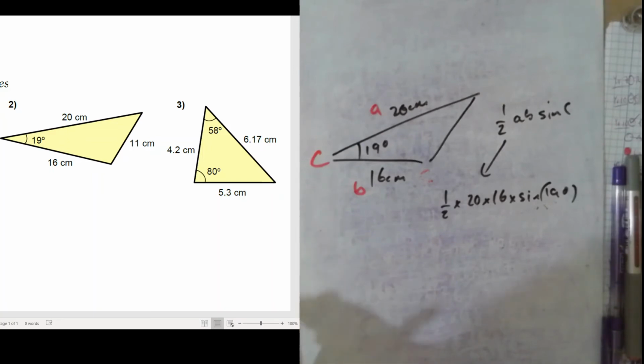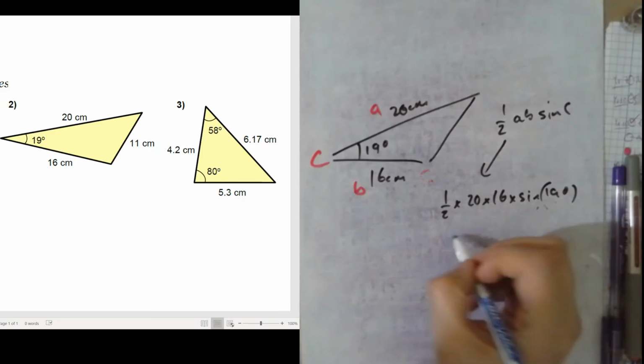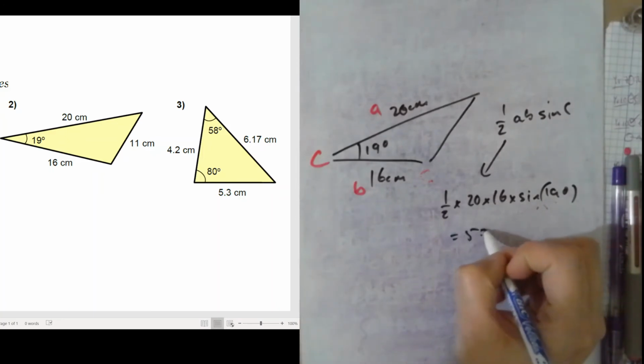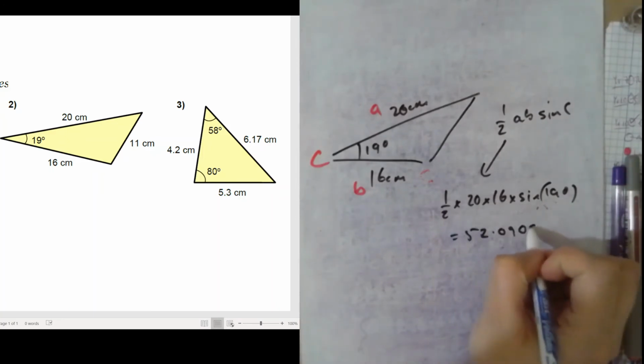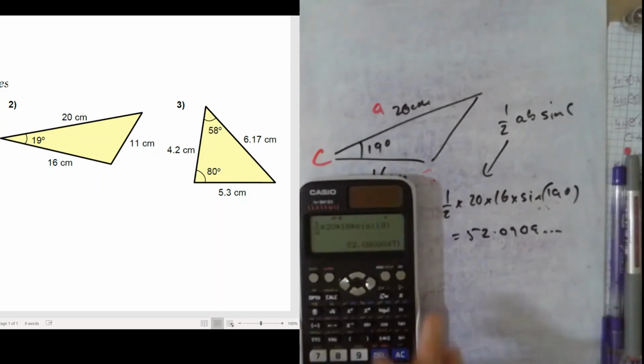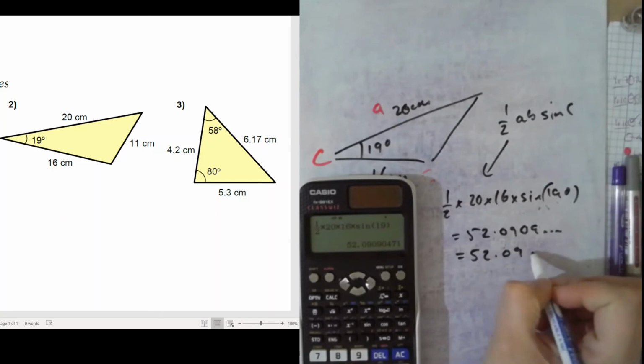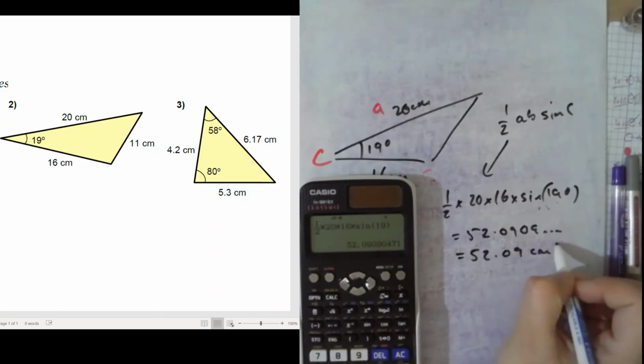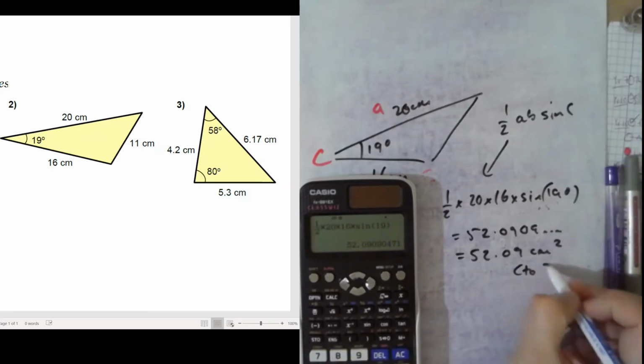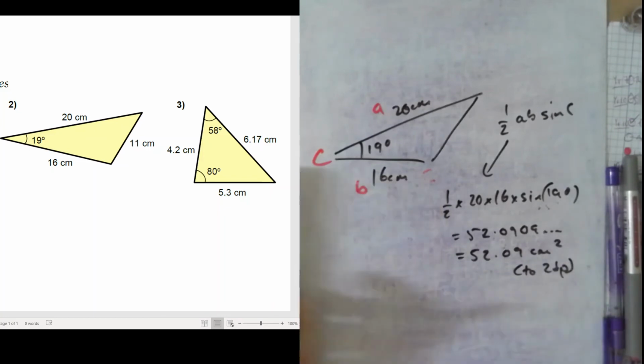So I've got half. Okay, so I've got 52.0909 dot dot dot. Okay, so that'll be my answer, which is 52.09 centimeters squared to 2 decimal places.